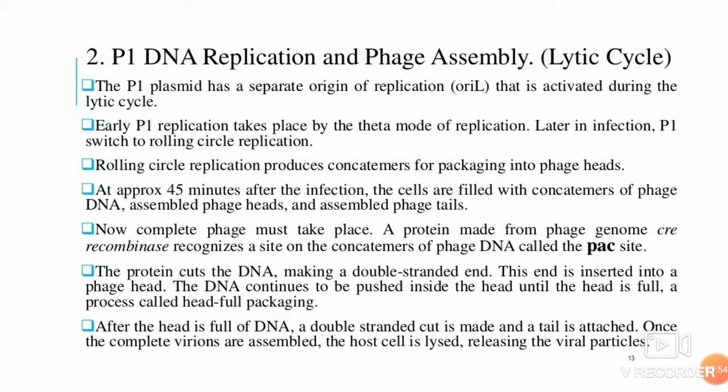Rolling circle replication produces concatemers for packaging into phage heads. Approximately 45 minutes after the infection, the cells are filled with concatemers of phage DNA, assembled phage heads and assembled phage tails. Now complete phage formation must take place. A protein made from the phage genome, Cre recombinase, recognizes a site on the concatemers of the phage DNA called the PAC site. The protein cuts the DNA, making a double-stranded end.